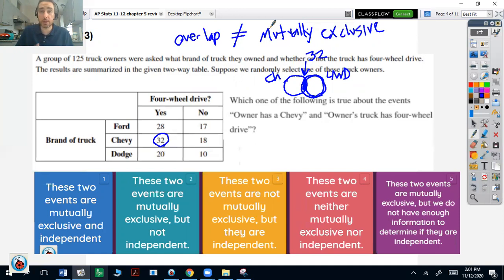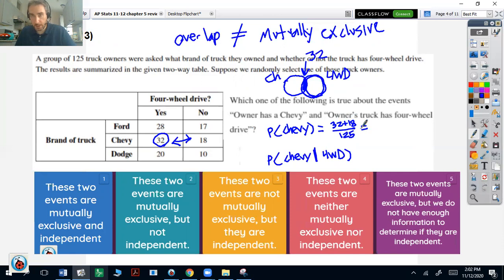Now we can test for independence. We test the probability of one versus the probability of that one if the other affects it, which is the same thing as the probability of Chevy. We see what that is, and then we find the probability of Chevy given that it's got four-wheel drive. So let's find the probability of Chevy first. That's going to be combined 32 and 18 over 125. Using my calculator, 32 plus 18 is 50, divided by 125, which is 0.4.